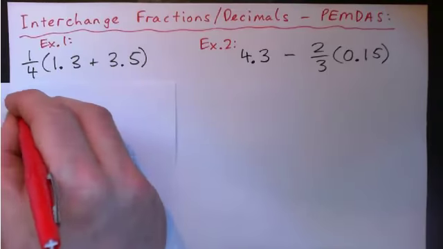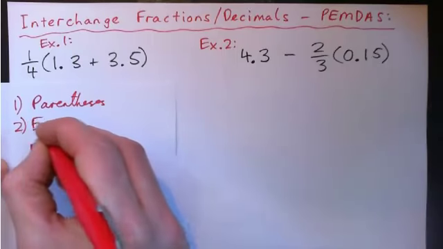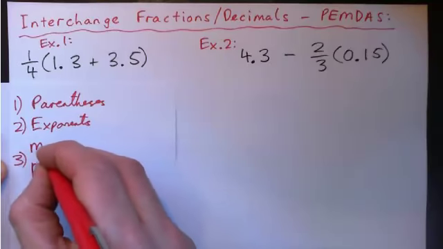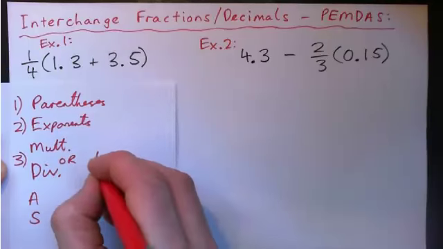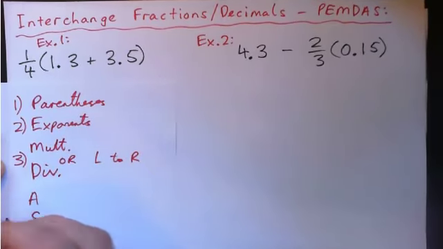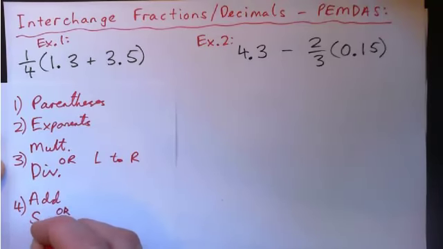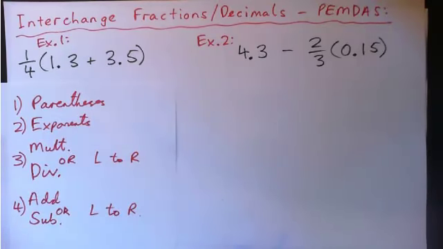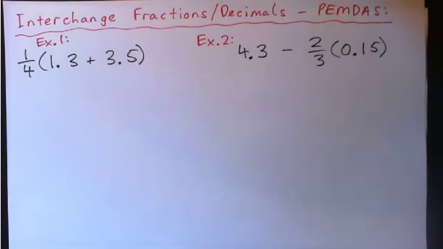The first thing we do is parentheses. The second thing we do is exponents. Then we multiply or divide from left to right, don't we? Then we add or subtract from left to right. Okay, so we'll just keep this little cheat sheet beside us so we can remind ourselves of the order of operations as we go along.